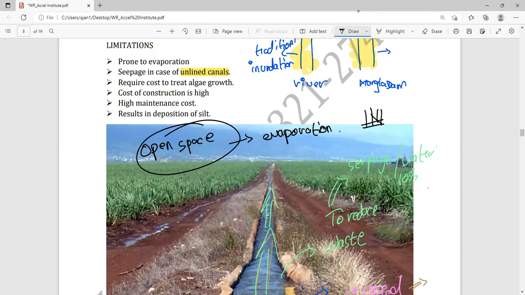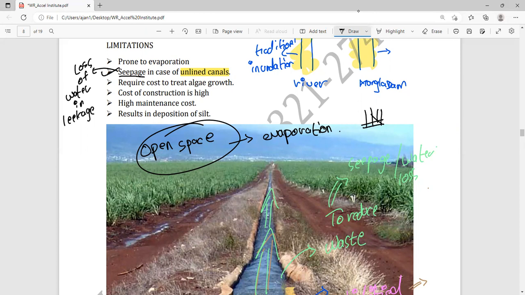So what happens actually is that if the canals are unlined, it results in seepage. Seepage means loss of water through leakage, in the easiest of words, right? When your water is lost through leakage, that is how you roughly define seepage, right? So the second problem with this method is that you have your seepage, right?